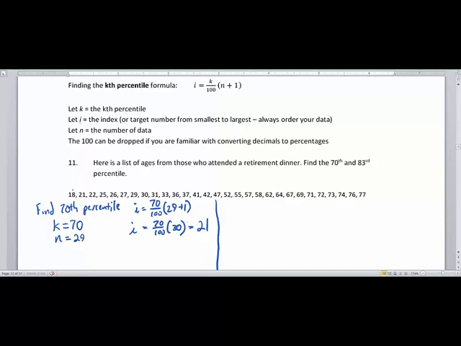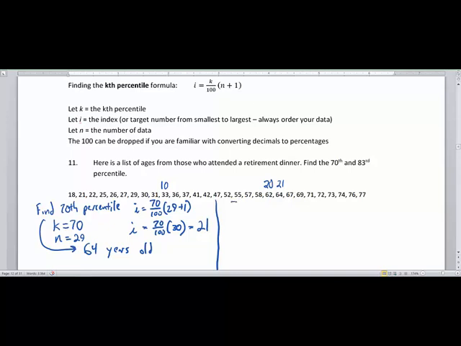So let's do some counting. 1, 2, 3, 4, 5, 6, 7, 8, 9, 10. I'm going to put a little 10 above the 33 just so I know where I am. 11, 12, 13, 14, 15, 16, 17, 18, 19, 20. So I'm at the 20th now, and the 21st person, or my index at 21, is the 64-year-old. So the 70th percentile is 64 years old.